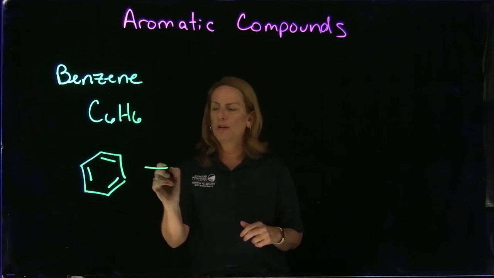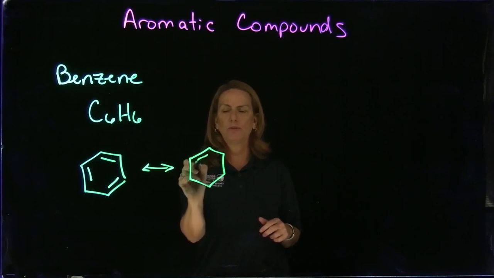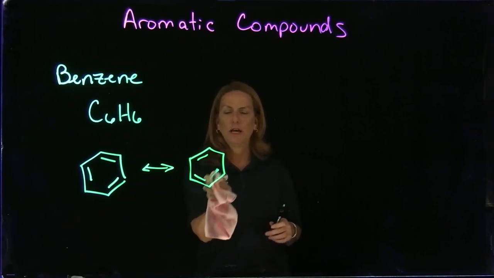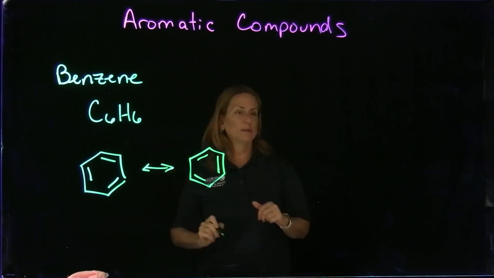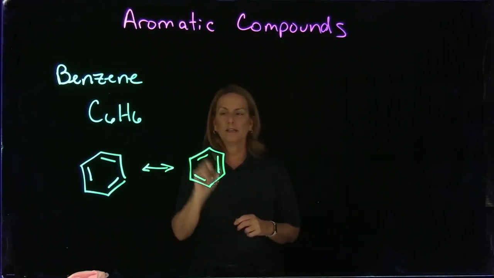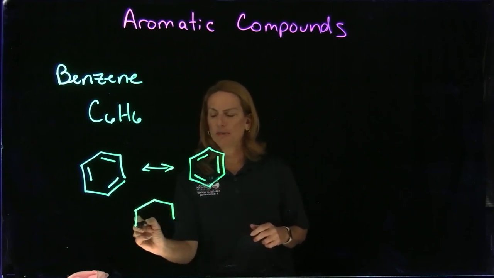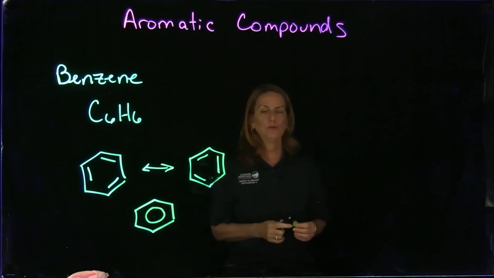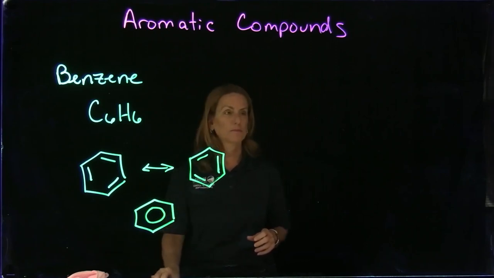We can also draw it. If you notice the way I drew it with the pi bonds alternating, I can draw them on the other carbons. I actually drew the wrong one here. I can draw them on the alternating carbons. That's still a similar, equivalent structure. And we know from resonance that there's actually a hybrid structure here. So we can sometimes draw benzene with a six-membered ring, and you'll see a circle in the middle. That shows you that there are six pi electrons in resonance completely around the ring.